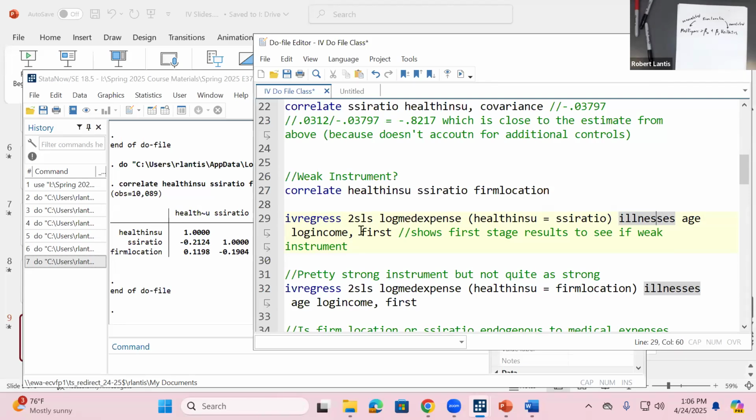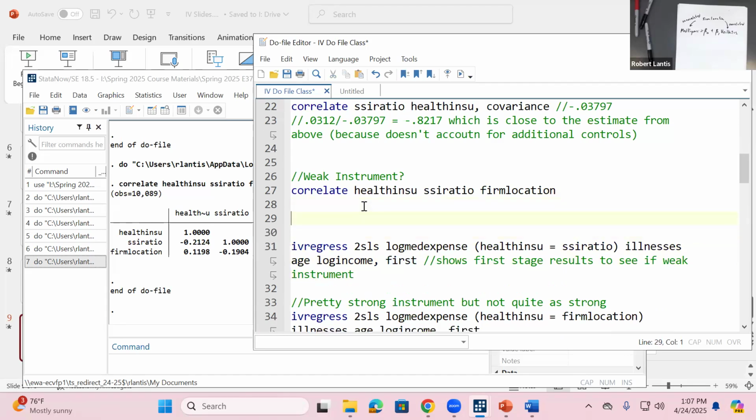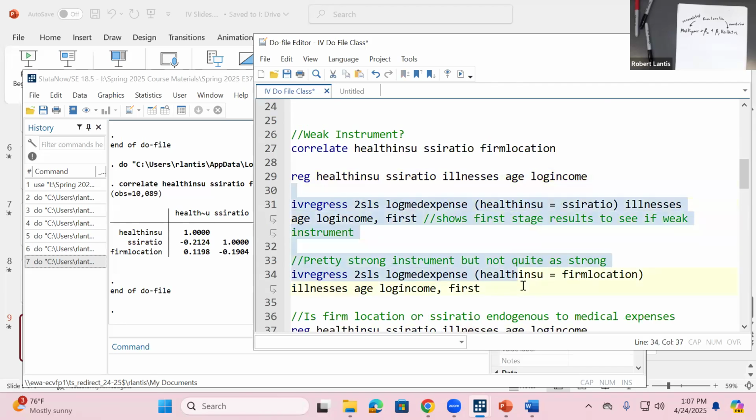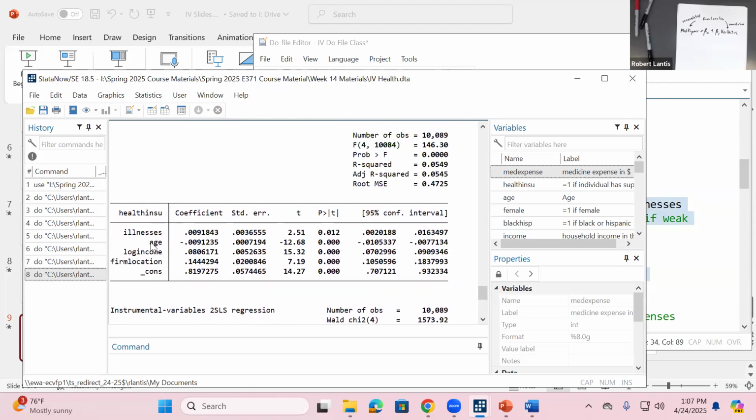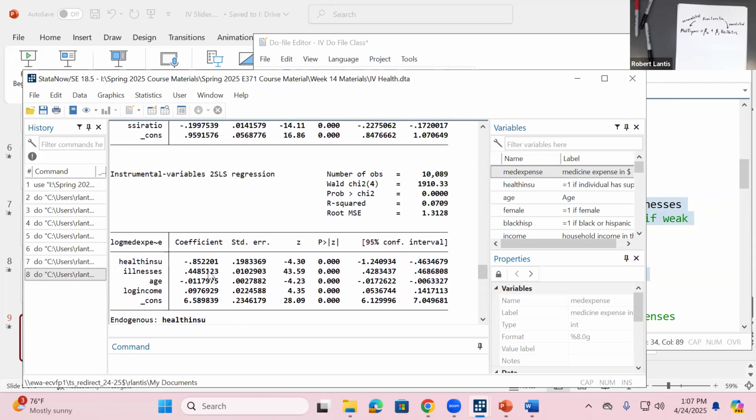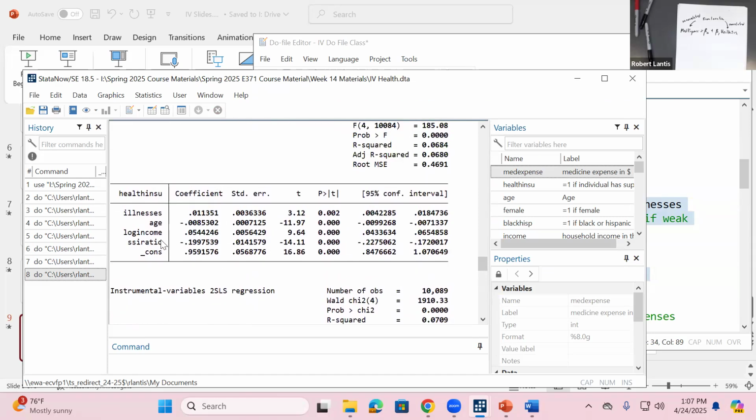I can still use that IV regress command. But if I put comma first, it'll show me not only the second stage results, which were the end results we were caring about, it'll show me the first stage as well. So remember before, we could run that first stage on our own if we really wanted to. That was just looking at health insurance, Social Security income ratio, and then our added controls. So we could run that regression ourselves. The IV regress command, though, we're going to need our second stage results as well. So we might as well just do this all in one line, add in comma first, and we'll get both of them. So if I run this, I've got my second and first stage results when I'm using firm location as my instrument. And I've got my second and first stage results when we're using Social Security income ratio.